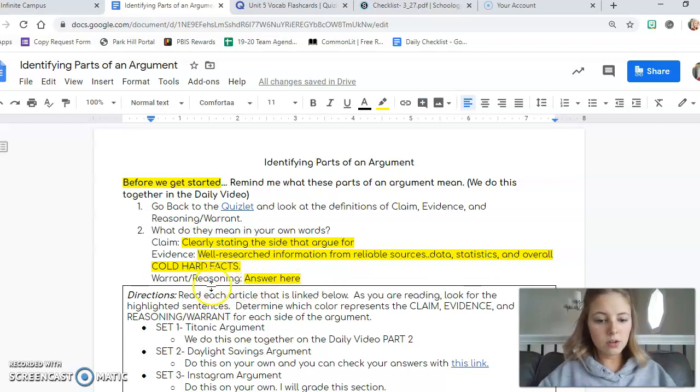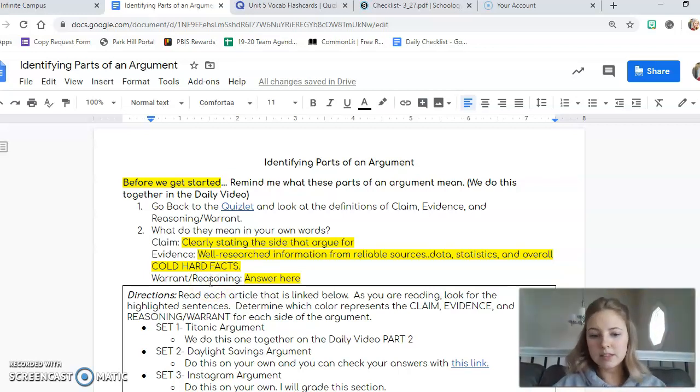Warrant/reasoning. I don't know what you've been calling it in the past, but a lot of times you'll support your argument or your claim with maybe 2 or 3 reasons. So this is the side that I'm on, and I think this because of this, and this, and then you support all of those reasons with facts.